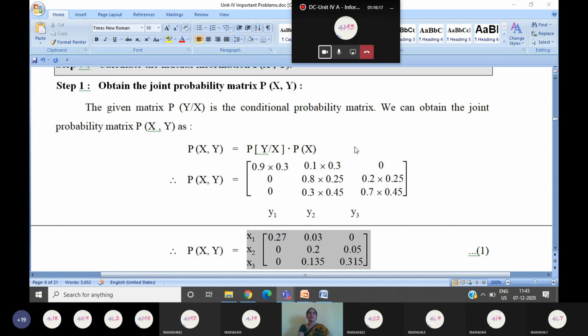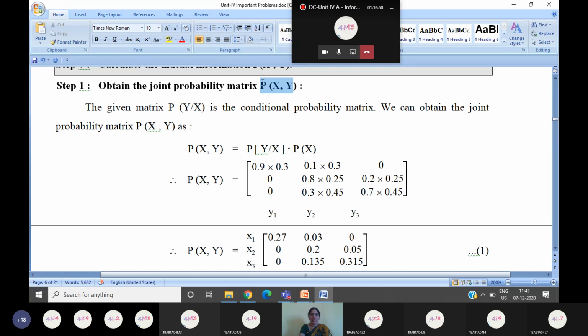Please all of you write down this problem, because until and unless you write it down in your notebook you can't be more clear. If I just keep talking, that's not enough, because you need to practice. Please take your notebook and write down. Theory is okay, but the problems you should do on your own. First step is to obtain the joint probability matrix capital P of x comma y. Please write down.